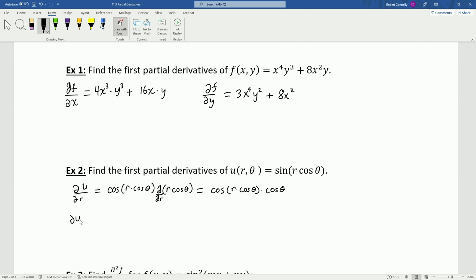Now if we take the partial derivative of u with respect to θ, we get cosine of r times cosine of θ, and applying the chain rule gives us the partial with respect to θ of the inner function, r times cosine of θ. In this case, the r is going to be a constant, so that'll stay the same, and cosine of θ becomes negative sine, so we'll put that negative all the way out in front. So negative cosine of r times cosine of θ times r sine of θ.